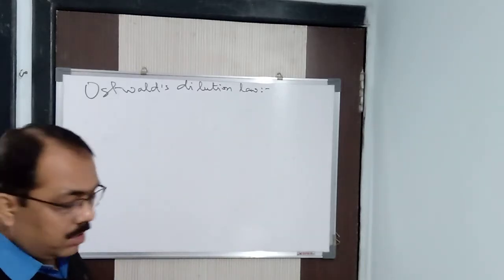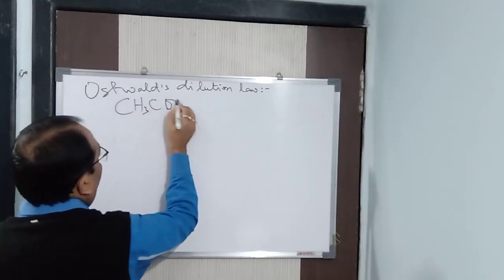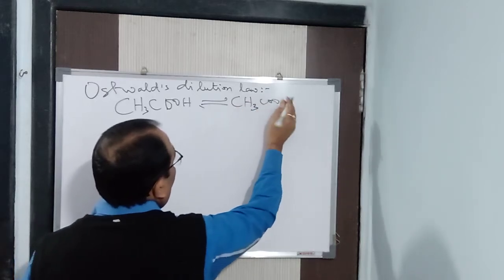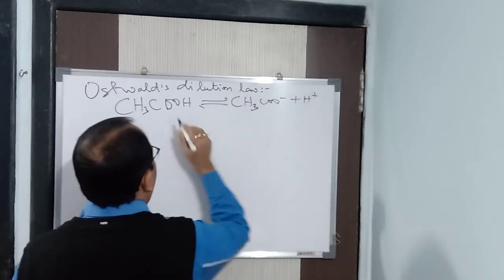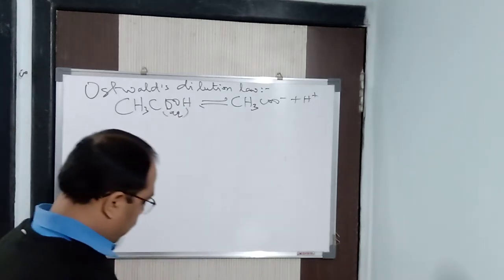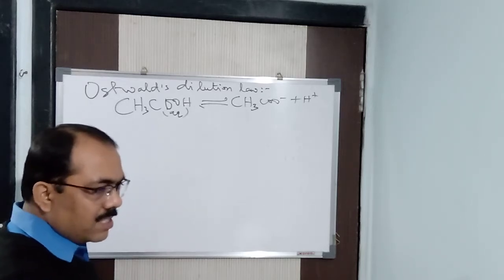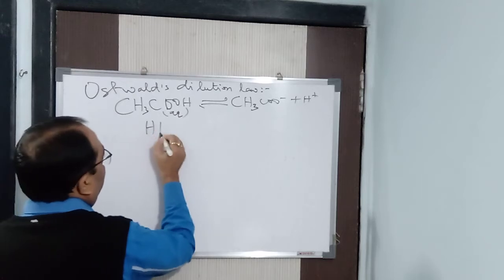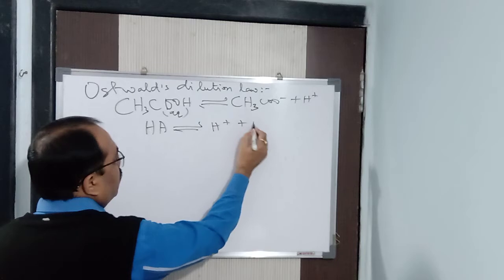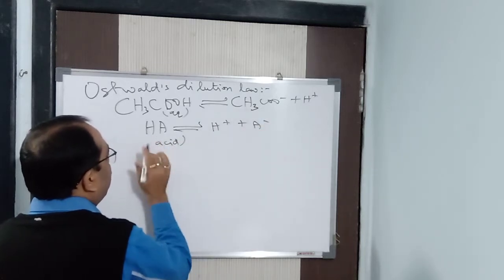I will take an example of acetic acid, CH3COOH, which will dissociate to give CH3COO minus and H plus in aqueous state. Now, in general, for any acid we use HA. It dissociates to give H plus and A minus. HA stands for any acid. Generally I take it as a weak acid.